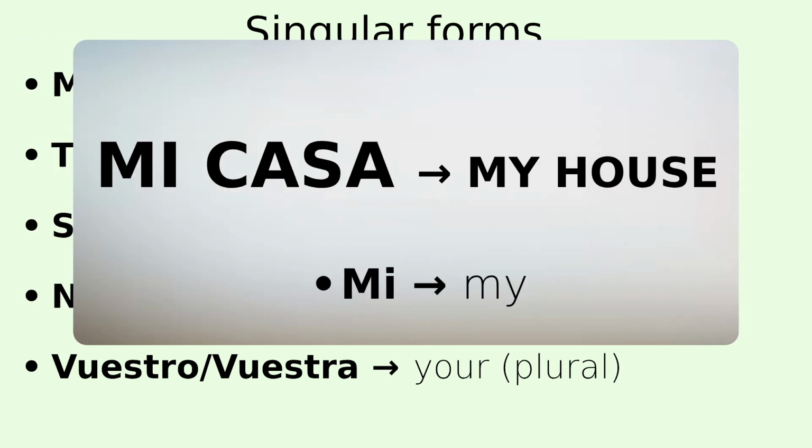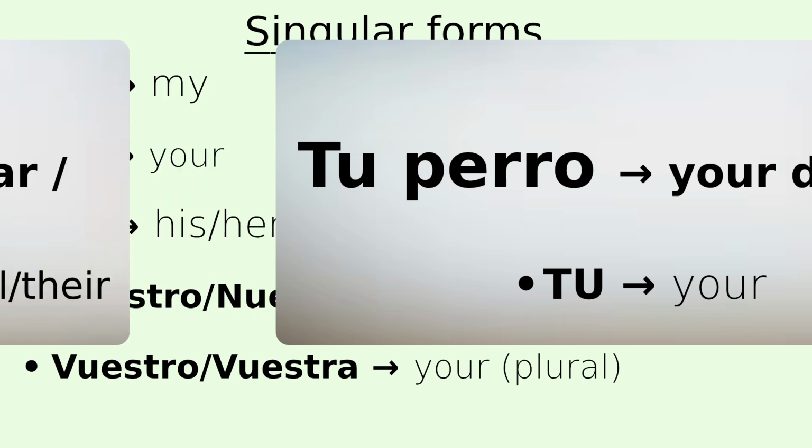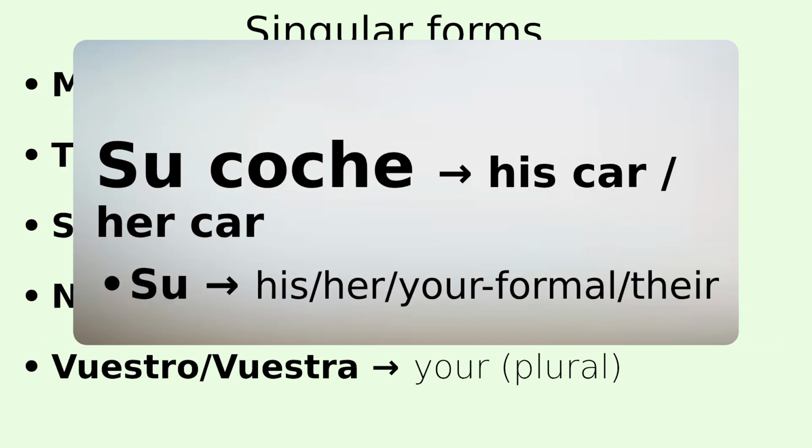First one, mi casa. Remember that this is a singular form, so we say mi casa because it's only one house and it's mine. Then we have tu perro. Or su coche. It's his or her car, su coche.